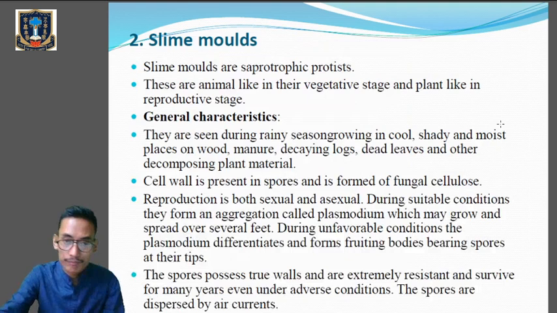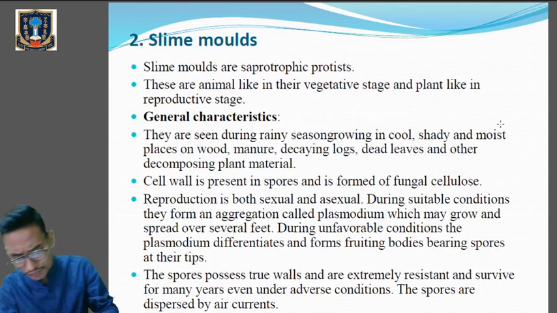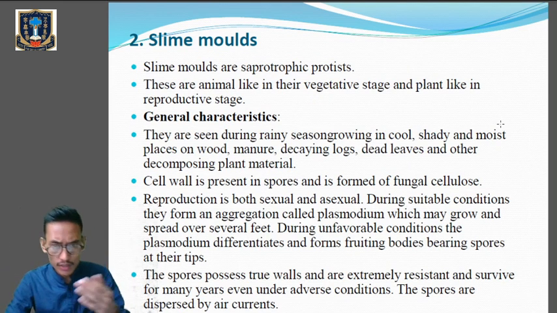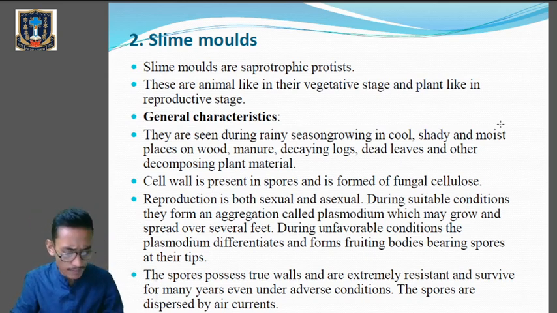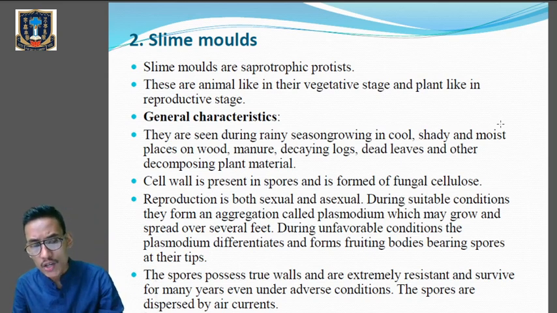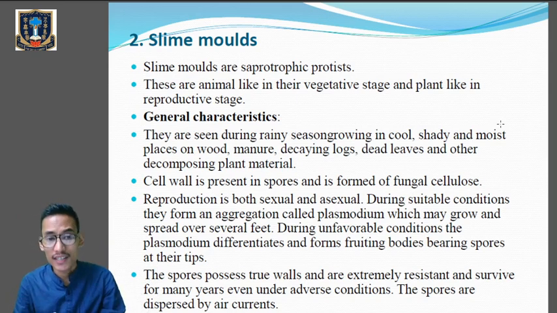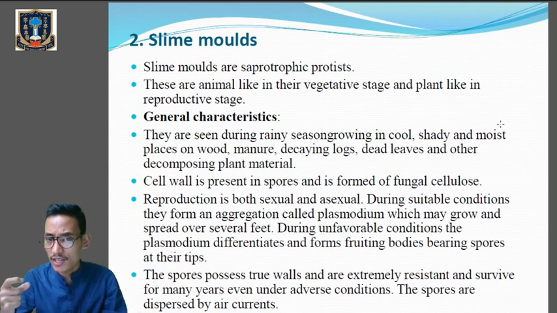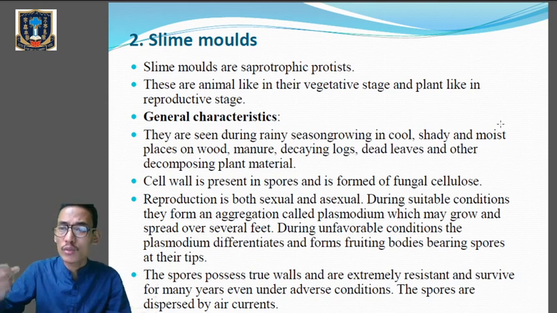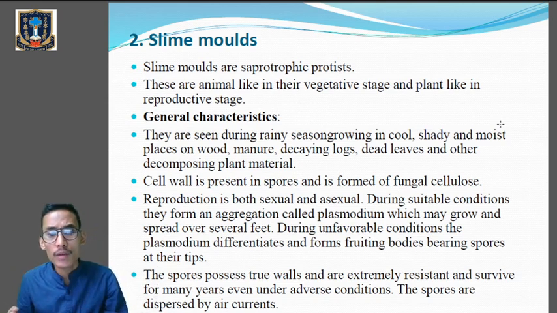Next one, group 2, slime molds, which are the saprotrophic protists which feed on other dead decaying organisms. These slime molds appear like animals in their vegetative state, but they behave like plants in their reproductive stage. Vegetative stage means the juvenile phase, when they are growing, and when they attain the reproductive phase, they will behave like a plant.